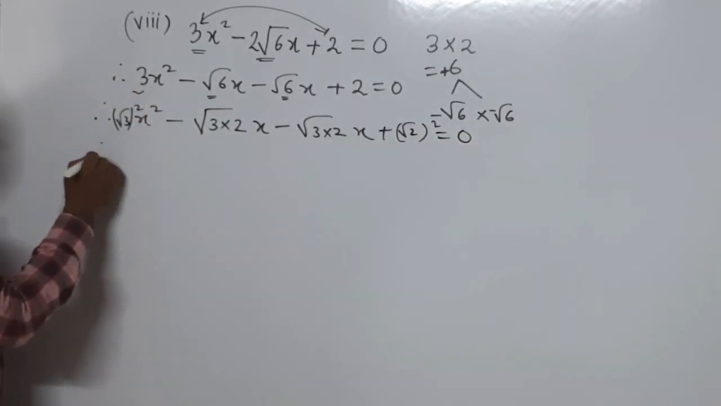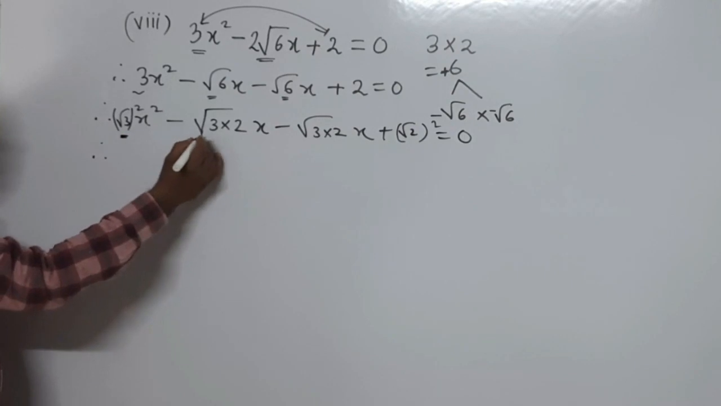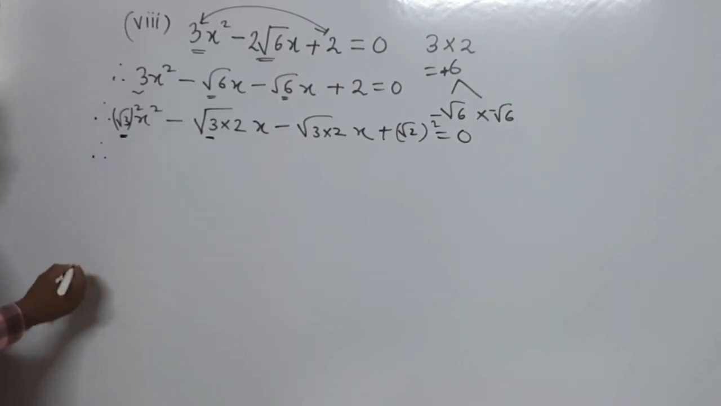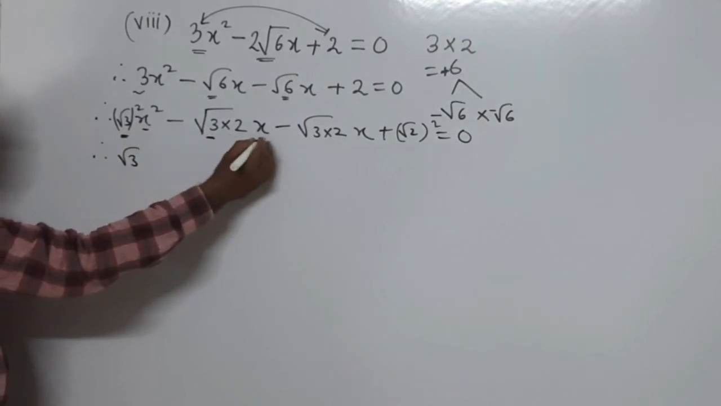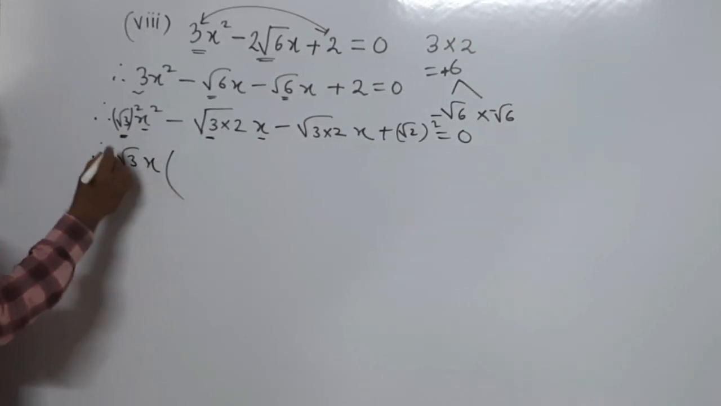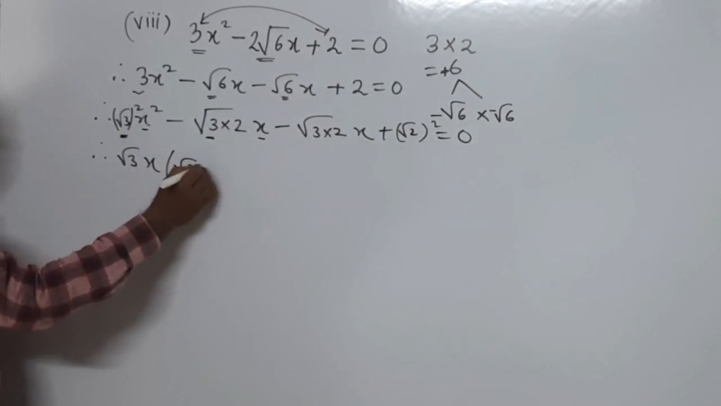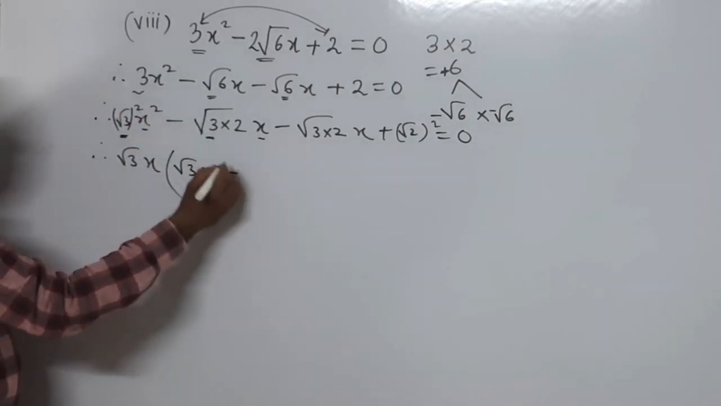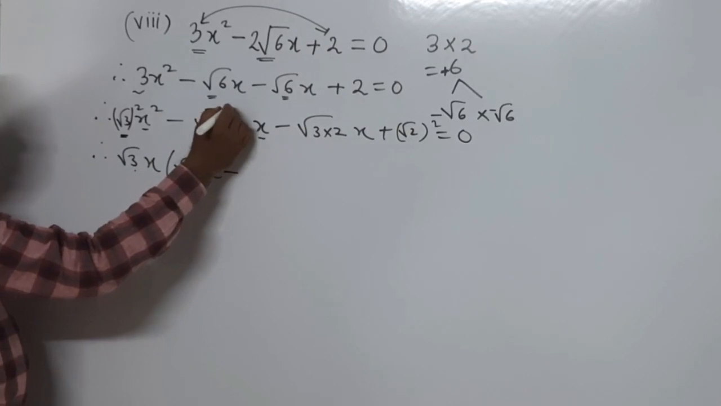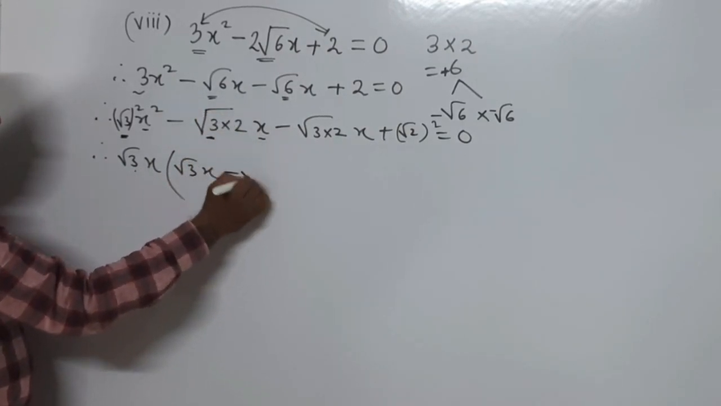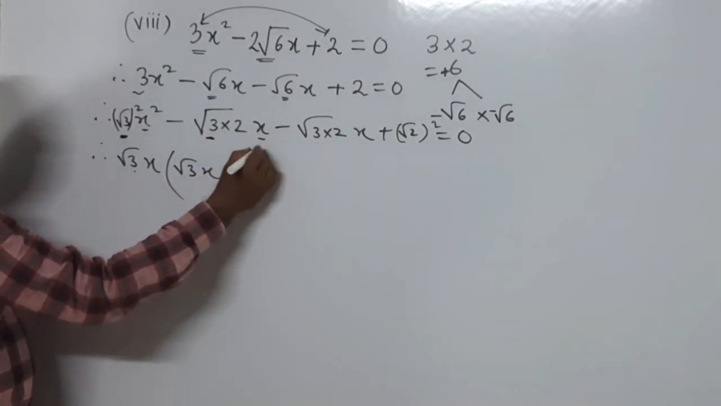Now we can take common. Here we can take root 3 common, and x common. So in the bracket root 3 and x will remain here, minus this root 3 came out and x also came out. So in the bracket the remaining term is minus root 2.